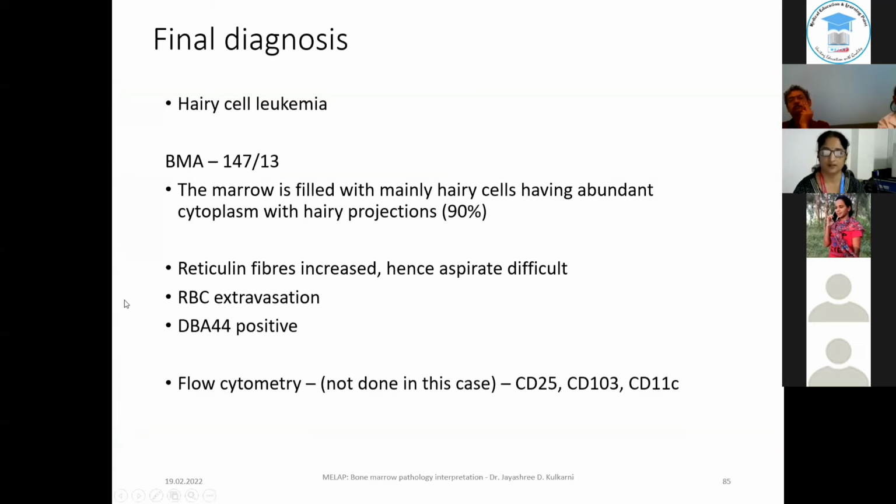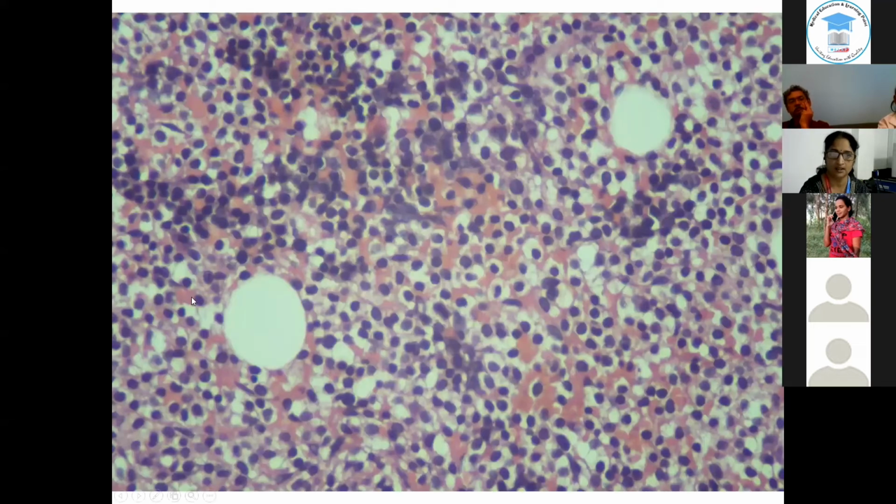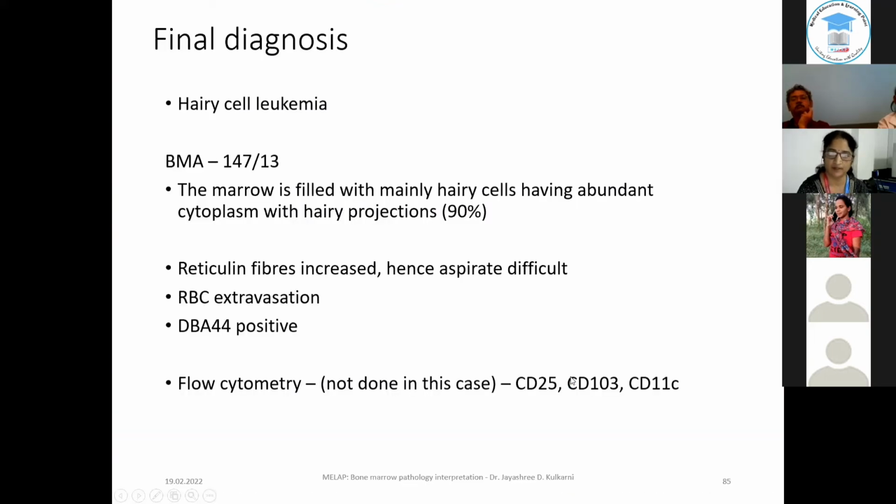Another important feature which we saw here was the extravasation of the RBCs. Because hairy cell leukemia has marrow fibrosis, there will be extravasation of these RBCs. That is also another important finding. Flow cytometry was not done in this case. However, the hairy cell markers were positive, that is CD25, CD103 and CD11c.